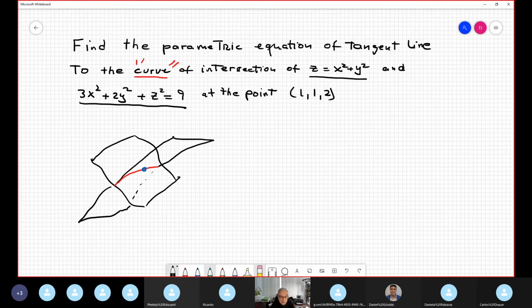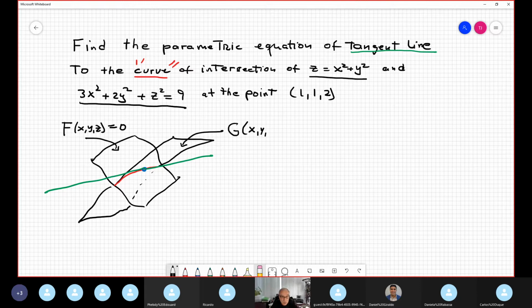You need to find the tangent line. Tangent line is a line like that. Find the equation for the tangent line. So what is the idea? When we have one surface, this surface, I want to express it in implicit form. You put capital F of x, y, z equal to 0. And likewise, this is another surface. I want to go capital G of x, y, z equal to 0. I express both in implicit form.